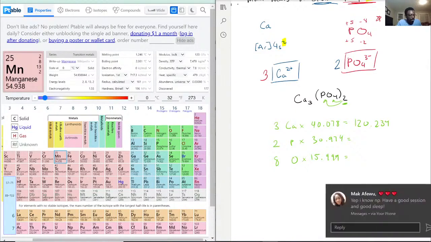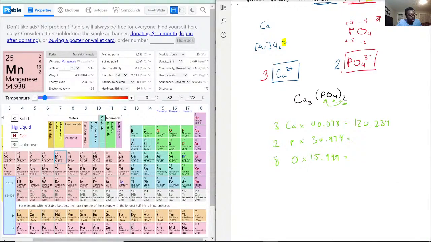30.974 times 2 is 61.948. And now for the last one, 8 times 15.999 is 127.992. With that all being said, we add them all together. So we have that plus the 61 plus the 120. Our total is 310.174.